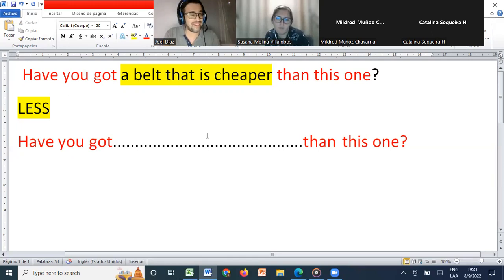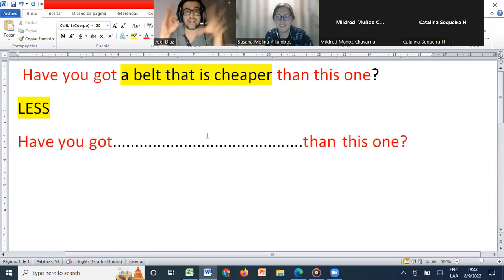So I don't know if some of you already have the answer. Again, have you got a belt that is cheaper than this one? Using less? Okay, Susanna, do you have the answer? Help me, please. I don't know, but maybe a less expensive belt. I don't know if it makes sense, but... No, actually, that is the answer. Very good. So, have you got a less expensive?